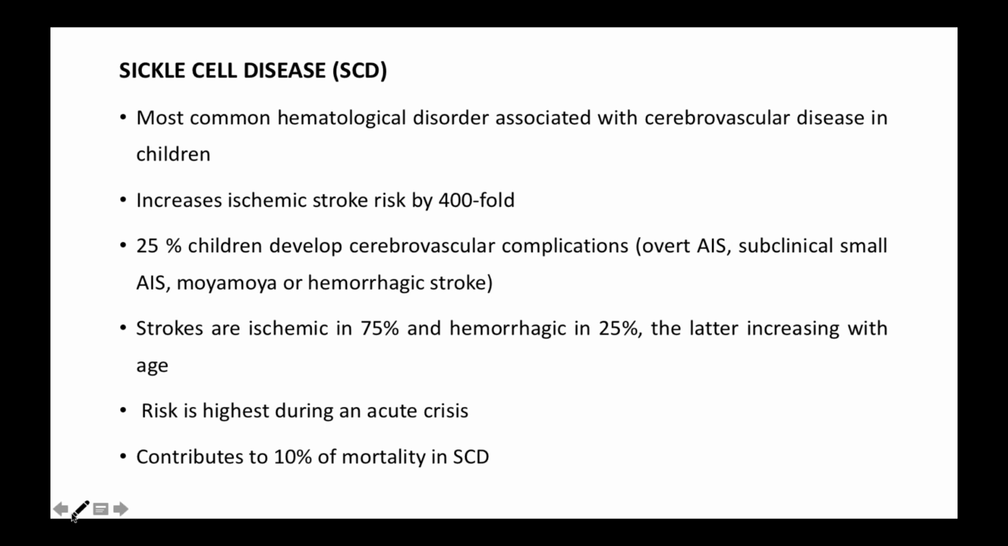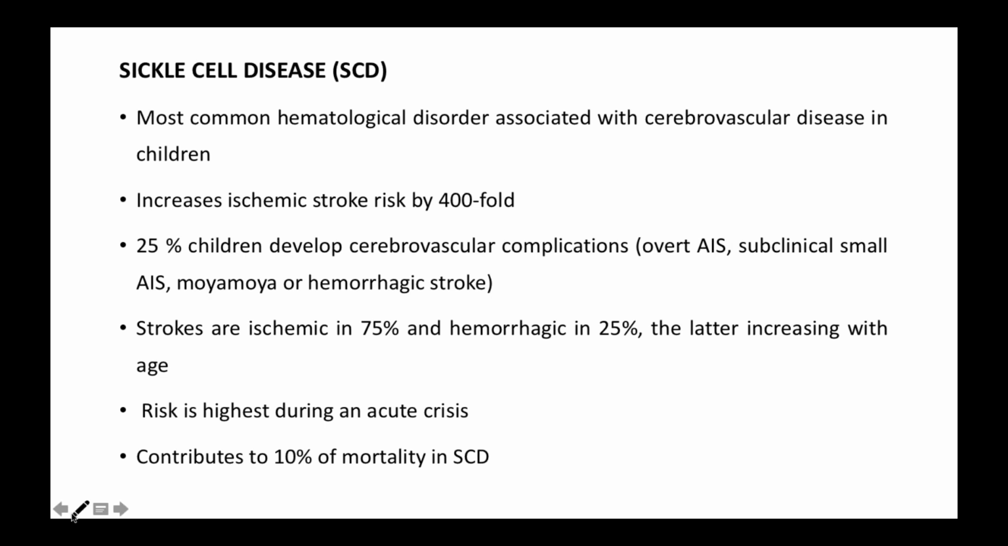Mostly these strokes are ischemic, accounting for 75%, and hemorrhagic in 25%. But as the child grows, this hemorrhagic stroke incidence increases. Why? Because it is a common thing that the collaterals will keep on increasing as the age increases, and the friability will also increase.